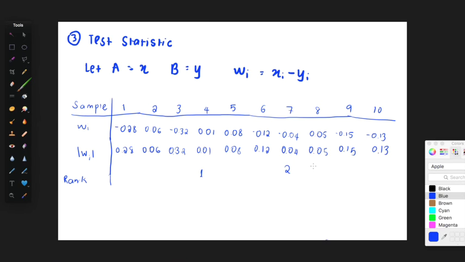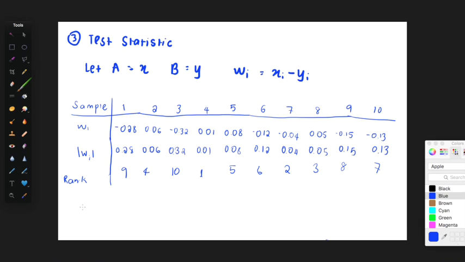The third one will be that one over there. Fourth one there. Fifth one over there. Sixth over there. 7, 8, 9, 10.